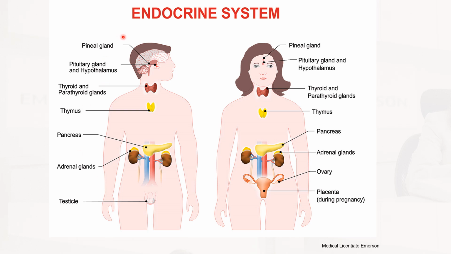Then these are the glands of the endocrine system we're talking about: the pineal, pituitary, hypothalamus, thyroid, parathyroid, thymus, pancreas, adrenal gland, testes. And in females, placenta, ovaries, the adrenal glands, pancreas, and the rest, of course, are just the same, except for the ovaries and placenta during pregnancy.